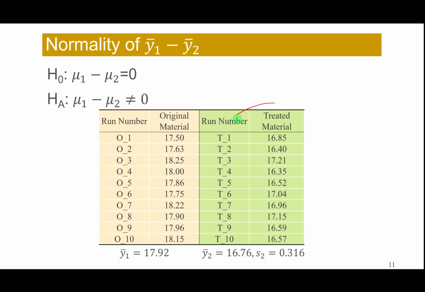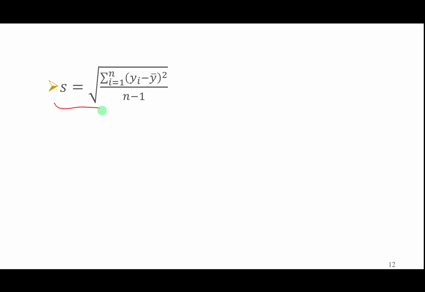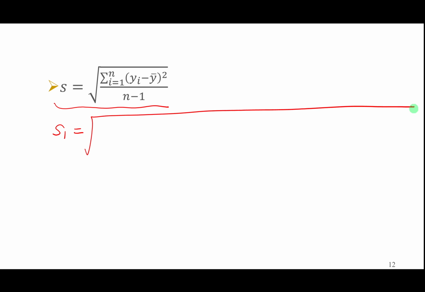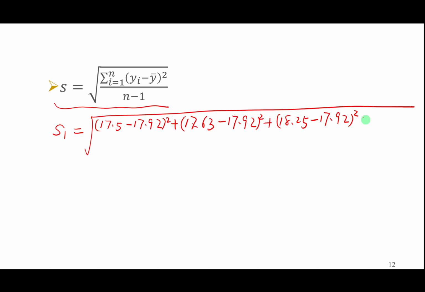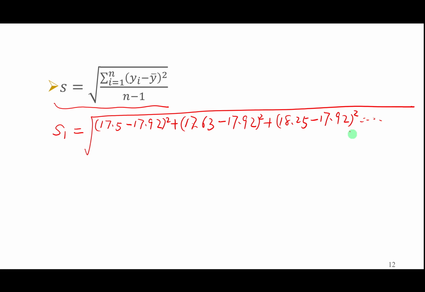We have been using this part of the data previously, so we know y bar 2 and S2. The sample average for this data is provided here, so we only need to calculate S1. This is the equation to calculate S, so S1 equals the square root of (17.5 minus 17.92) squared plus (17.63 minus 17.92) squared plus (18.25 minus 17.92) squared. We will do this for each of the numbers here. So this one, this one, this one, all the way to the last number. So the last one is (18.15 minus 17.92) squared, divided by n minus 1, so 10 minus 1.